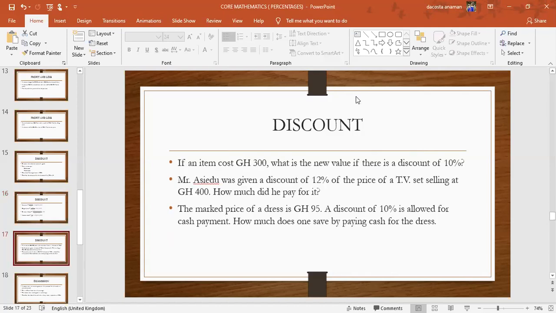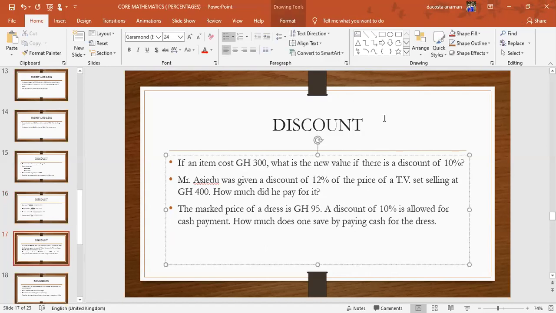So as usual, I'll solve the first one, then the last two will be for you. Okay, so an item costs 300 Ghana cedis. What is the new value if there's a discount of 10%? An item costs 300 Ghana cedis. What is the new value if there's a discount of 10%?